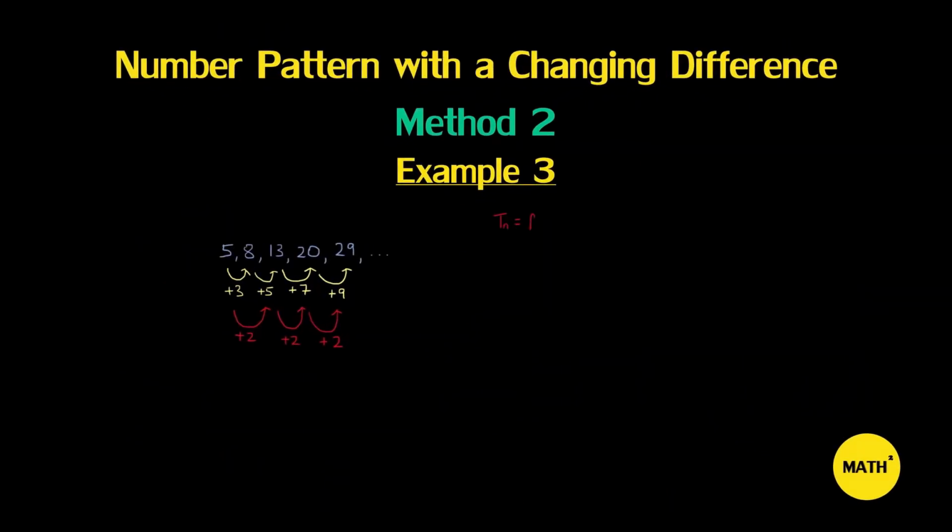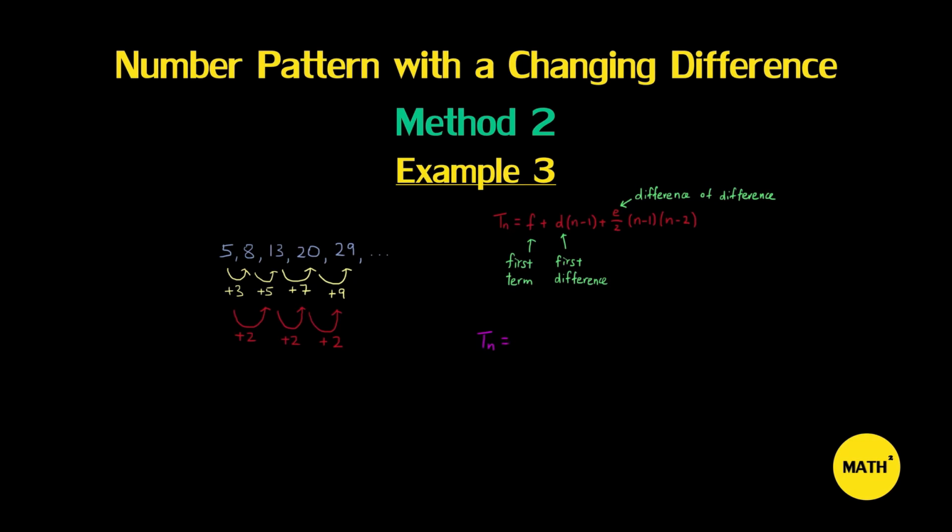Alternatively, we can use this formula to obtain the general term. Similarly, f, d, and e are constants to be determined, where f is the first term in the number pattern, d is the difference between the first two consecutive terms, and e is the difference of the difference. Let's apply this formula on the same number pattern.